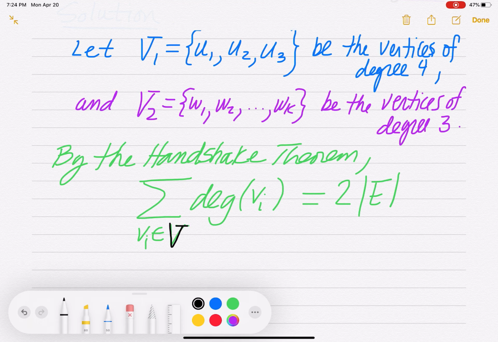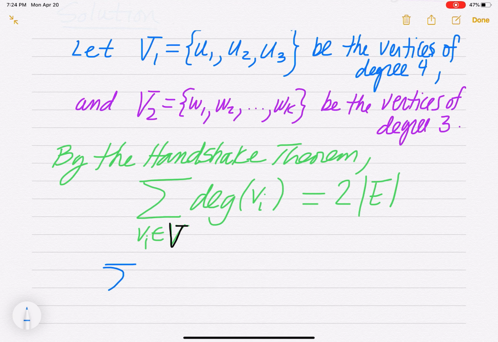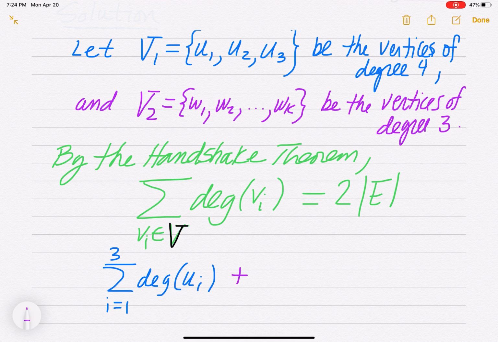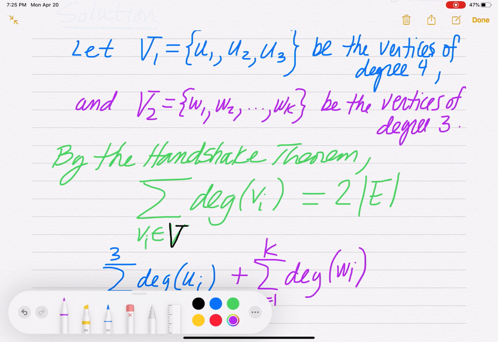So we're going to break this into 2 sums. First we're going to have a sum from i equals 1 to 3 of the degree of the ui's, plus the sum from 1 to K of the degree of the wi's. So all the vertices, the vi's, are made up of ui's and wi's. Then on the right-hand side, we're going to have twice the number of edges.